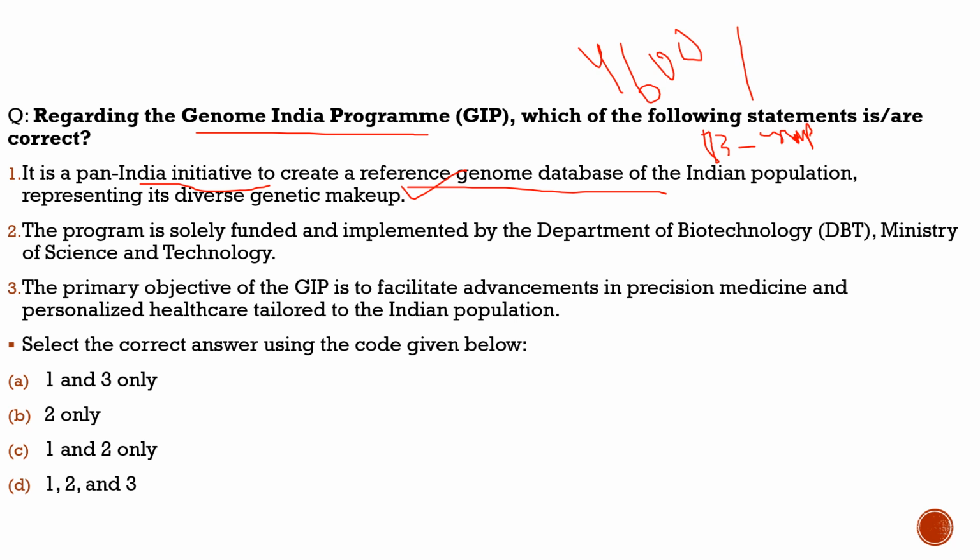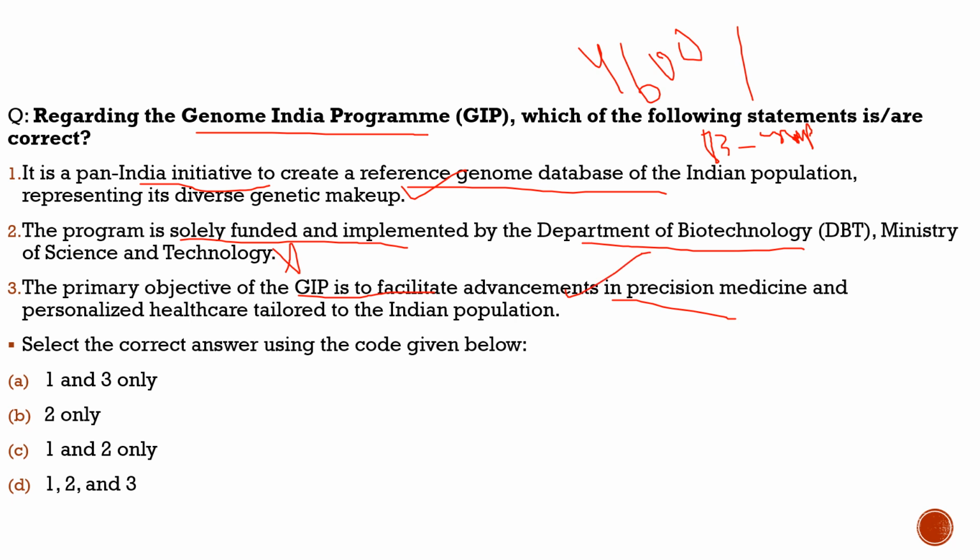Second statement, the program is solely funded and implemented by the Department of Biotechnology, Ministry of Science and Technology. Totally incorrect. It is funded by different institutions, so it is not solely funded by the Department of Biotechnology. Third statement, the primary objective of the Genome India program is to facilitate advancements in precision medicine and personalized healthcare tailored to the Indian population. 100% correct. Nothing wrong with this statement.